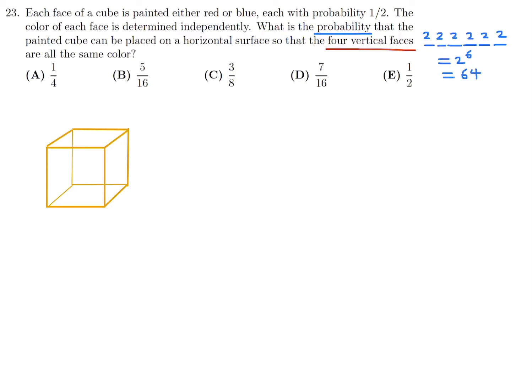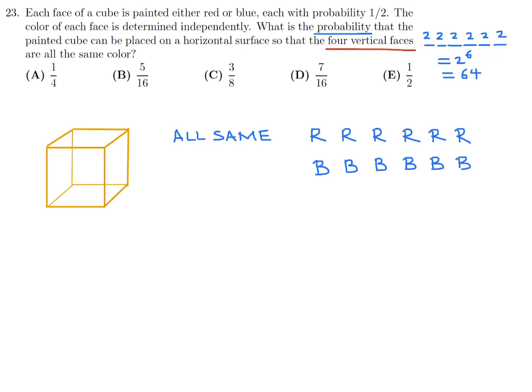Now we have to figure out how many fulfill that condition. And to do that, we have to look at 3 scenarios. The first scenario is probably the easiest one to explain, which is all the sides are the same. That means they're all red or they're all blue. If that happens, our condition is met, right?